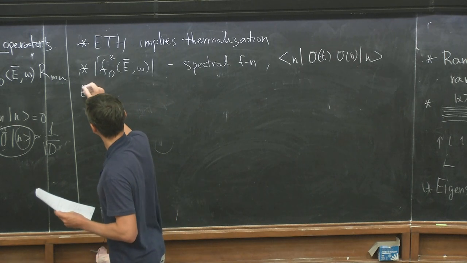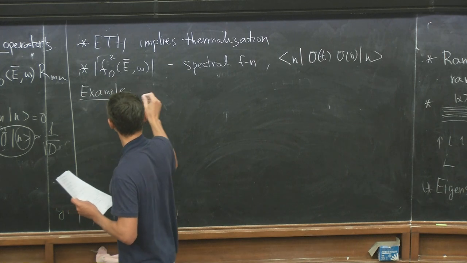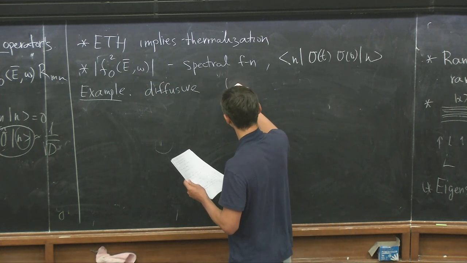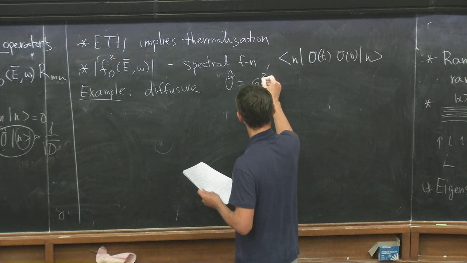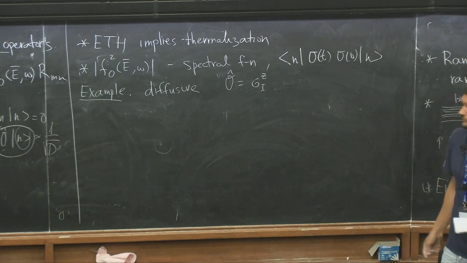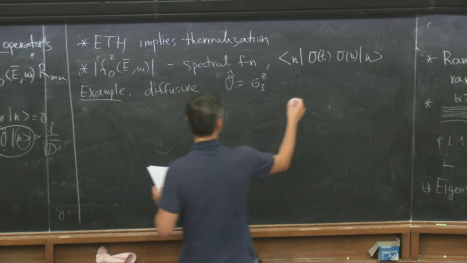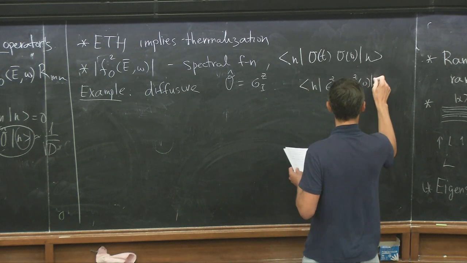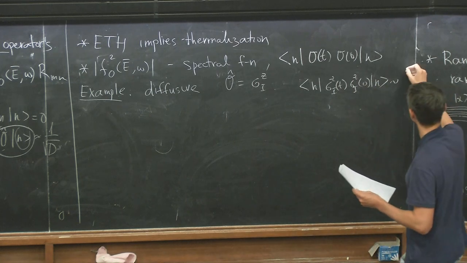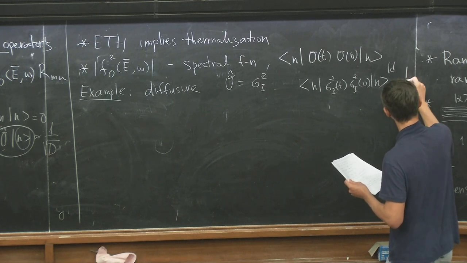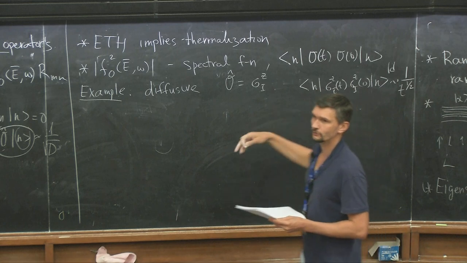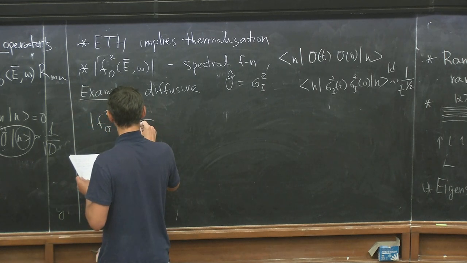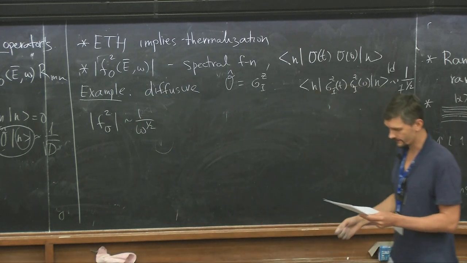As a simple example, if I have a diffusive system, and I choose as my operator O the projection of the spin, so I assume it's conserved and my system shows diffusive transport, then I can expect that this correlator, Z(t) Z(0), would decay diffusively. So in one dimension it would go as one over square root of t. From this we can convince ourselves that the function f squared goes as 1 over frequency to the power 1/2.